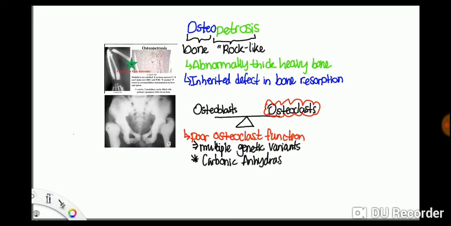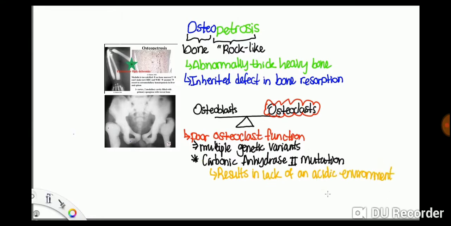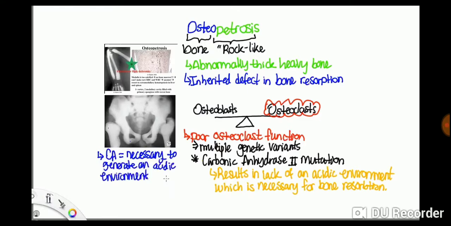Most important is the carbonic anhydrase 2 mutation, which results in a lack of acidic environment that's required for bone resorption. An acidic environment is necessary in order to remove calcium to resorb bone. Now, in order to generate an acidic environment, the enzyme carbonic anhydrase is necessary.